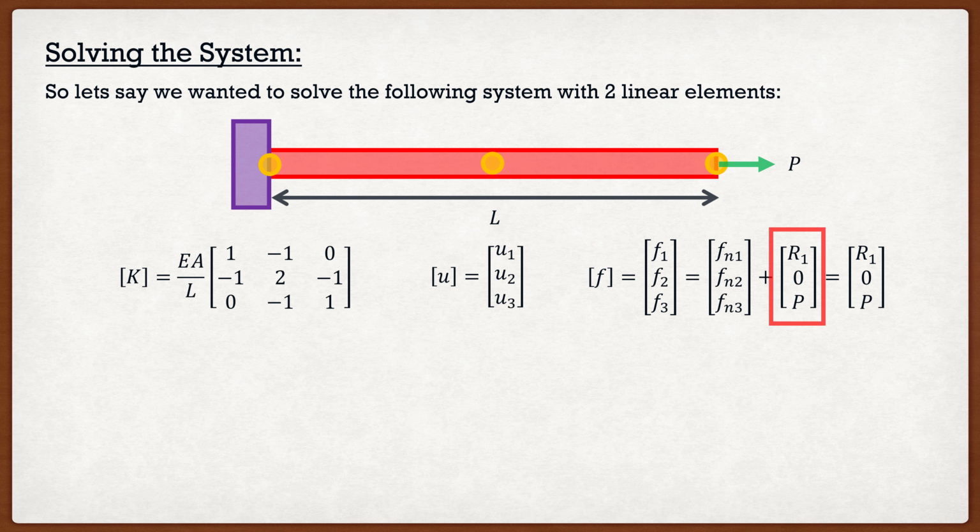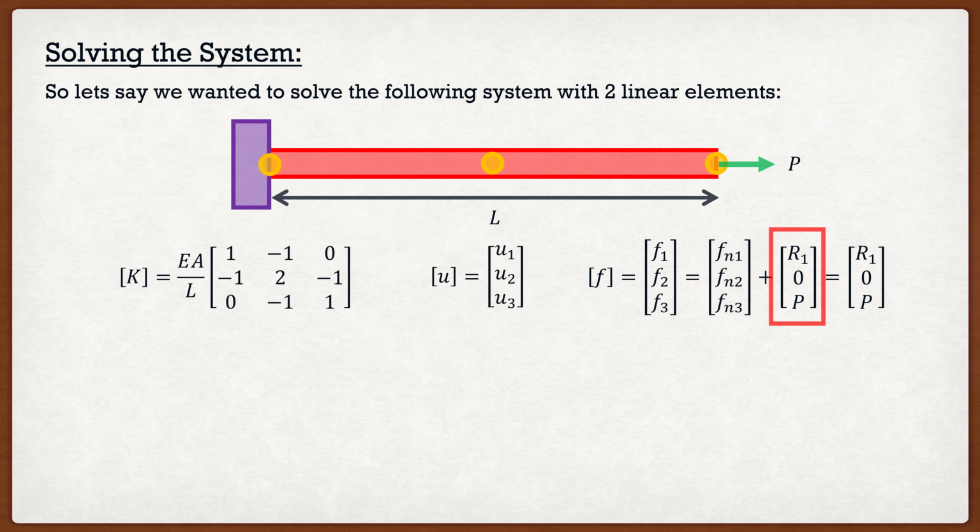But when we look at our concentrated loads, at the very left-hand side, node 1, there's going to be a reaction force. We're going to call that R1, and we don't know what that is. Our middle node has no concentrated loads, so it's 0. And our third node at the other end has a load P. Therefore, our total nodal forces vector is R1, 0, and P.